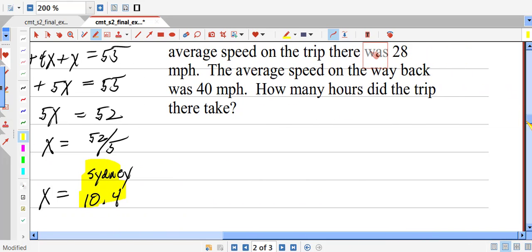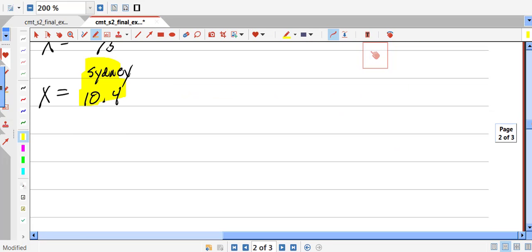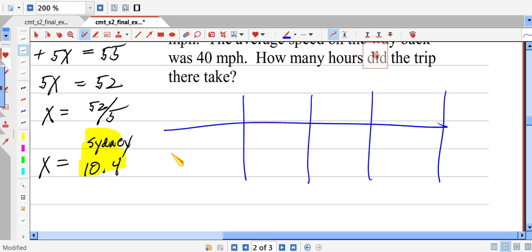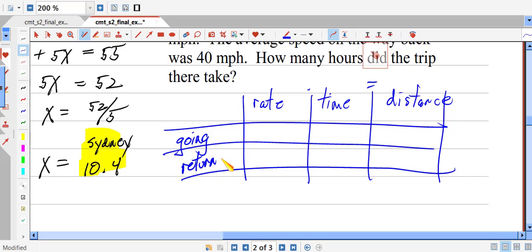Okay, then we have a rate time distance problem. This is an out and back problem for rate time distance. You always want to set these up where you make a little table and you do rate times time equals distance. So I'm going to make one be going and one be returning.